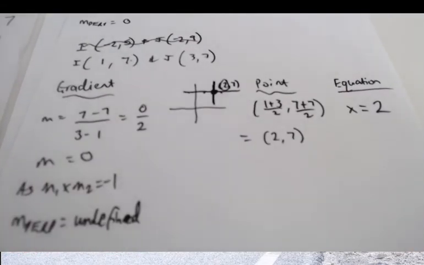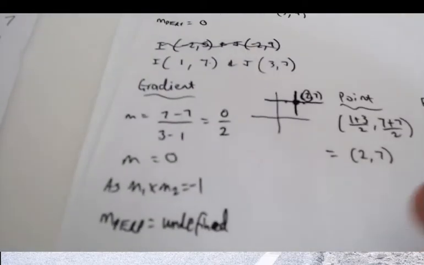That, people, is how you find a perpendicular bisector. You need to find the gradient of the line that's given, find the perpendicular gradient. You need to find the midpoint using the midpoint formula, and then you need to get the equation. Right, time for you to do some work.